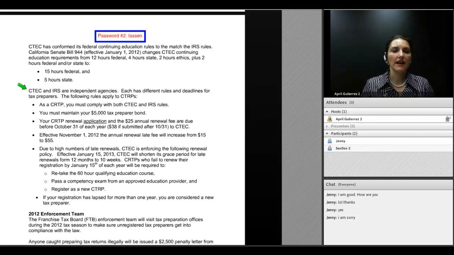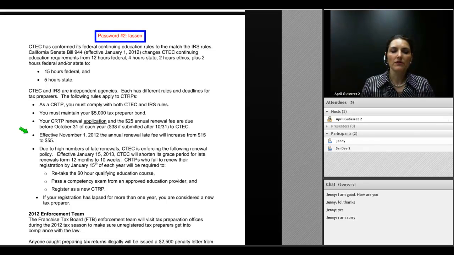As a reminder, CTEC and the IRS are independent agencies, and each has different rules and deadlines for tax preparers. The following rules apply to California registered tax return preparers. As a CRTP, you must comply with both CTEC and IRS rules. You must maintain your $5,000 California bond. Your CRTP renewal application and the $25 annual renewal fee are due before October 31 of each year. There is a $15 penalty or late fee if you submit it after October 31st.